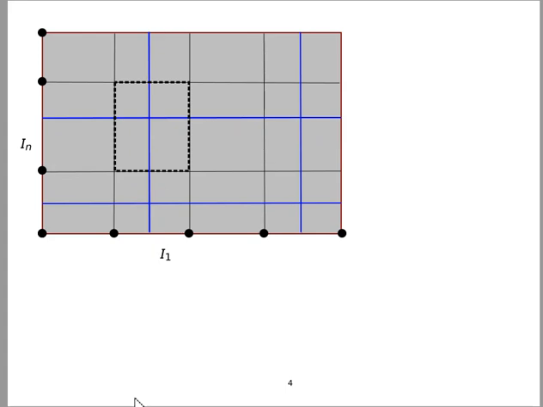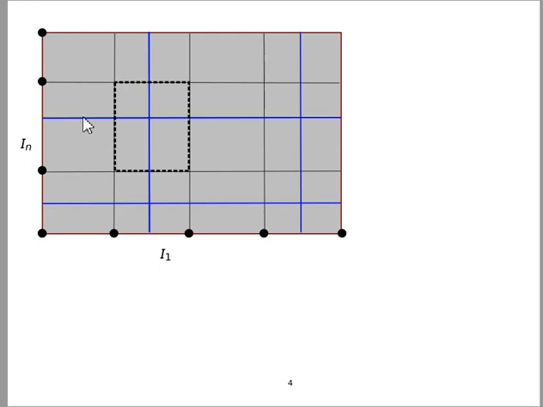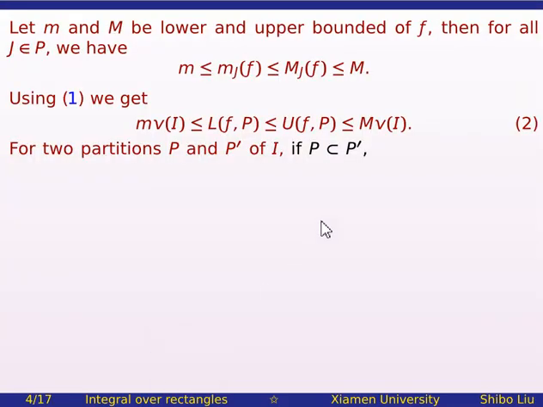For our partition P, there are 20 points in this picture, and our partition P prime is every line here. Therefore, how many points does P prime contain? 1, 2, 3, 4, 5, 6, 7. So for our P prime, we have altogether 49 points. So our P is the intersection of the black segments, and our P prime is the intersection of all the segments, blue and black. So P is a subset of P prime.